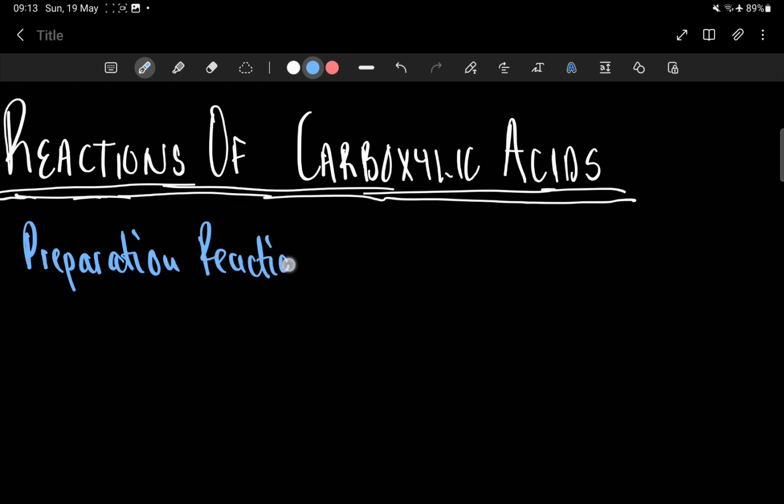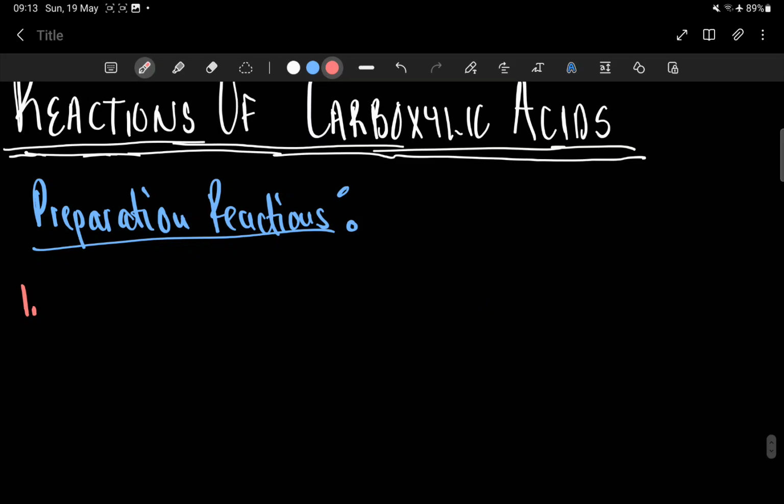there are only going to be two. And here is the first one. First we do the preparation reactions of carboxylic acids. Let me tell you the truth: there's just going to be two preparation reactions, and we are going to be using oxidation with KMnO4. KMnO4, or just any oxidizing agent.